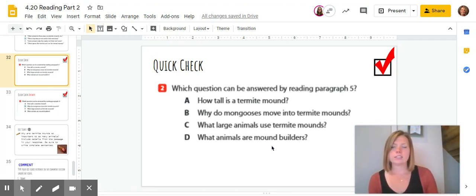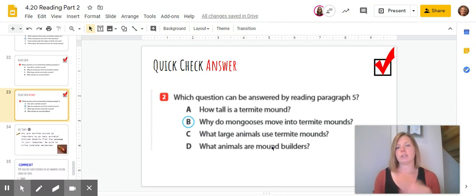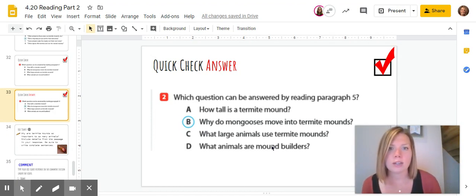All right, let's see if your thinking was correct. It says B, why do mongooses move into termite mounds? Again, remember as I gave that gist or summary statement, we listened to how it talked about those mongooses and the snakes using those for their homes. And so one of these questions we could say, why do mongooses move into termite mounds? Well, why do they use them? For their homes, right? Good.